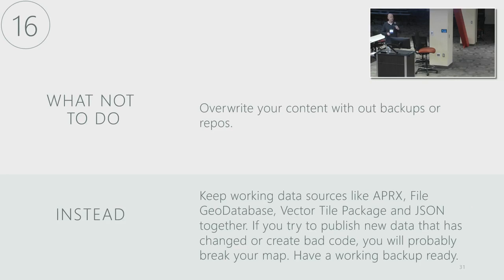Don't overwrite your data. If you use a new ArcPro APRX, a new file geodatabase, if you publish a new vector tile cache, if you publish a new JSON, they all have to be working together. If they don't, it's messed up, and then you have to figure out which one broke. So keep them all together. What we do is we have our working file geodatabase, ArcPro document, and the JSON together. So if we publish it and we break it, we just go back to kind of a repo and it saves us, and then we can fix what broke rather than trying to get what's broken to work again.